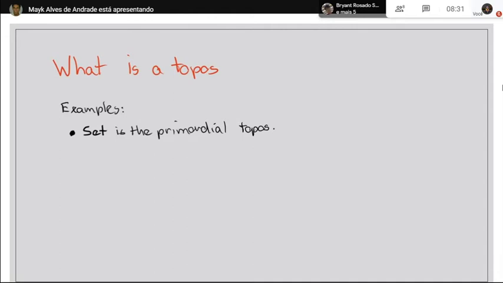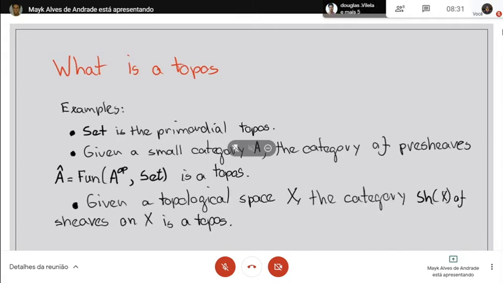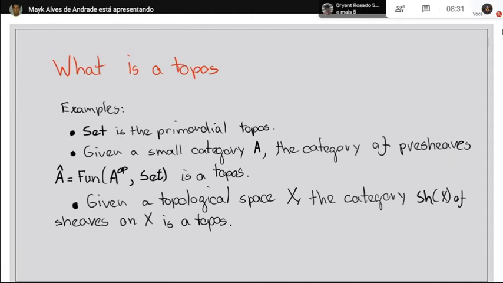Examples of elementary topos: Set, the category of sets, is the primordial topos. Given a small category A, the category of presheaves is a topos. The category of presheaves is just the category of functors from A opposite to Set. Given a topological space X, the category of sheaves on X is a topos. I will not go deep into what a sheaf is because it's not the main purpose of this talk, but I think it is good to mention sheaves because many constructions in topos theory come from constructions in topology, especially those used in algebraic geometry when dealing with sheaves. If you are not familiar with sheaves, it doesn't matter.